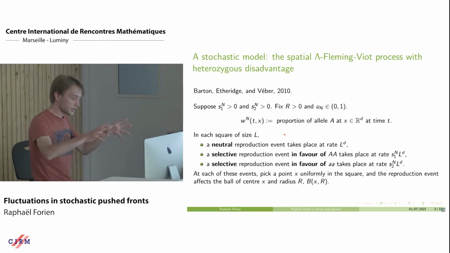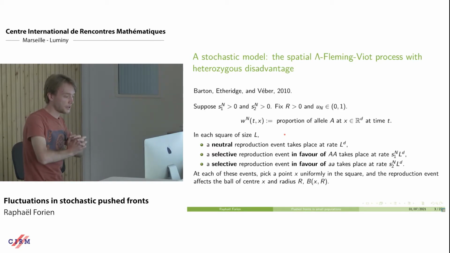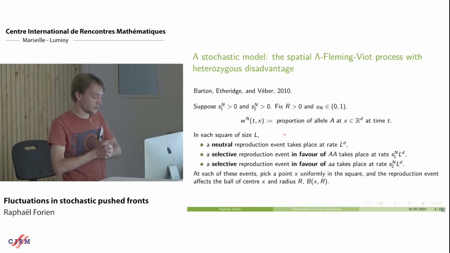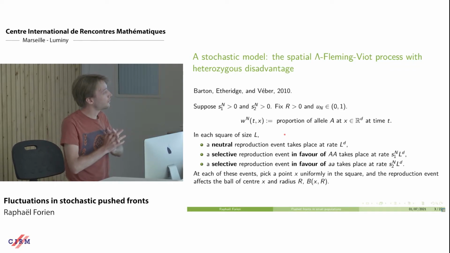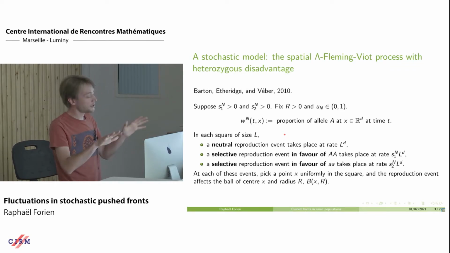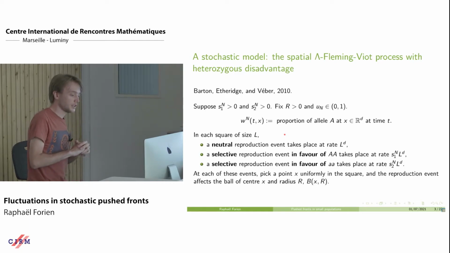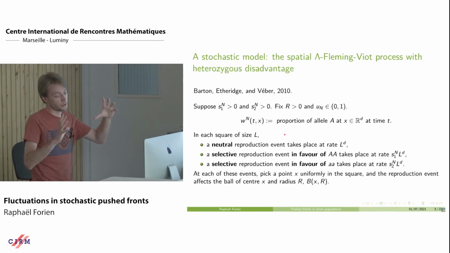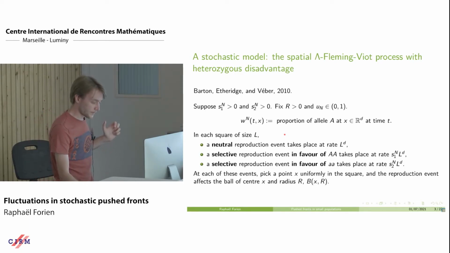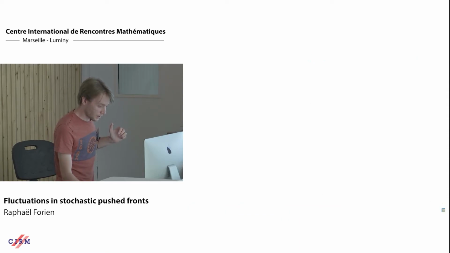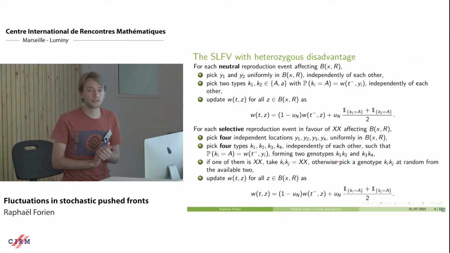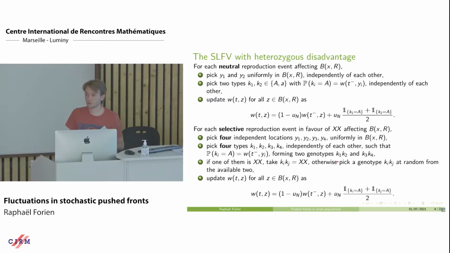And so at each time we have these events, we pick a center x, and we have a fixed radius r that is deterministic and fixed throughout. And each reproduction event is going to affect a ball of center x and radius r. And so during these reproduction events, some individual is going to reproduce and replace some individuals in the population.